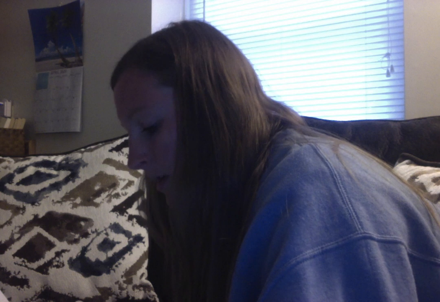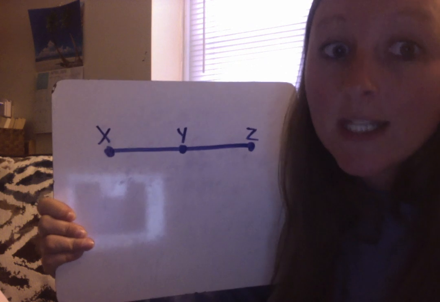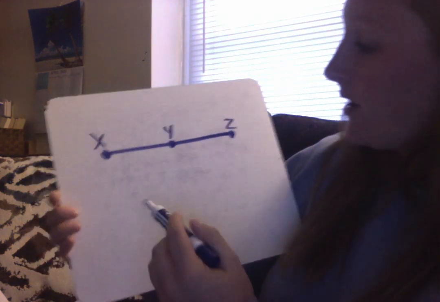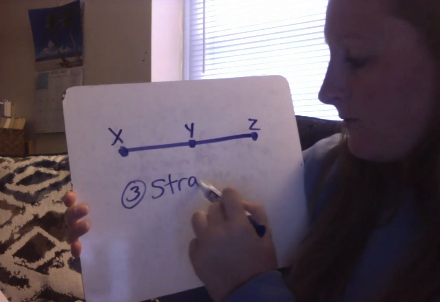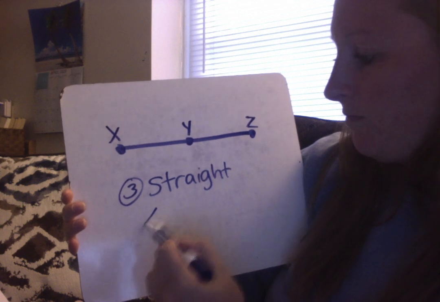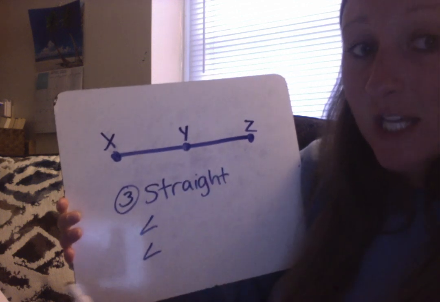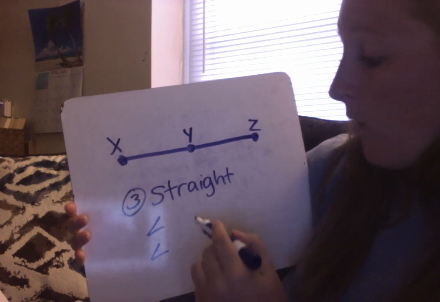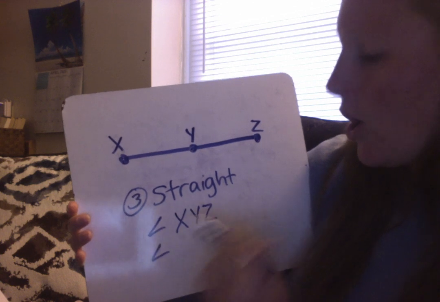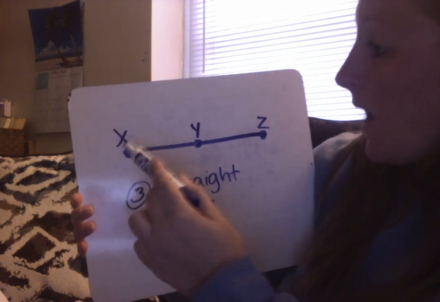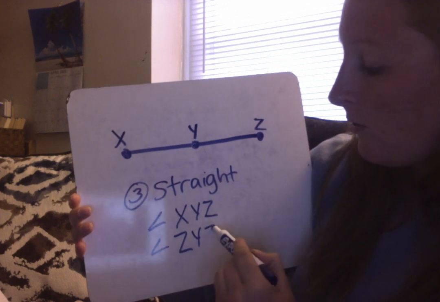All right, this angle is going to be named XYZ. It is a straight line, so it is a straight angle. Okay, so our type of angle is straight. And the angle name, Y, is that vertex. It's right in the middle. So we need to have that Y be in the middle so we can name it XYZ. Or this angle could be named ZYX.